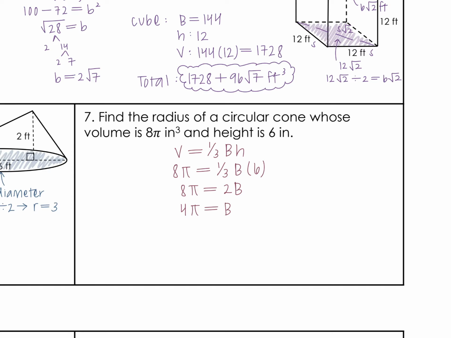Now, keep in mind, we are trying to find our radius. So rewriting this, my 4 pi is equal to pi r squared. That's my formula for the area of the base. And so my r is just equal to the square root of 4, which is going to be 2 inches.